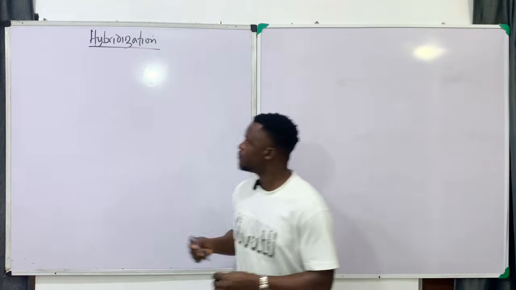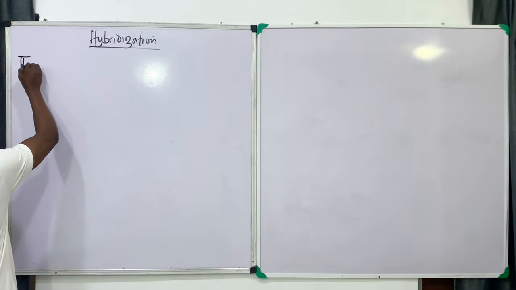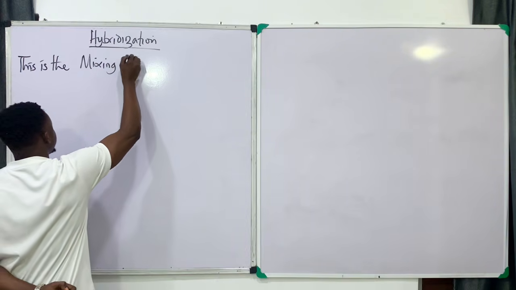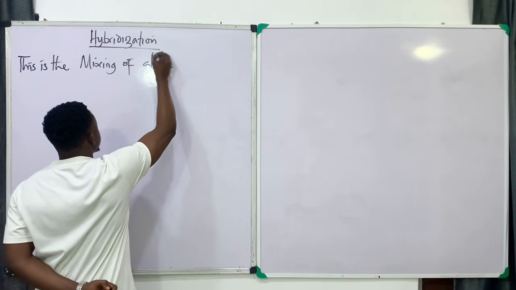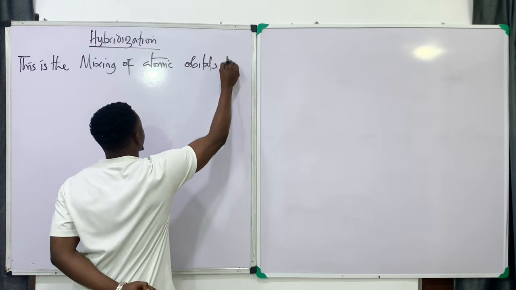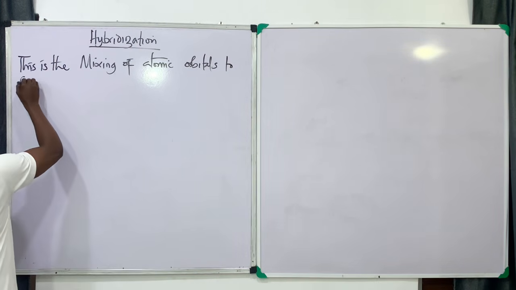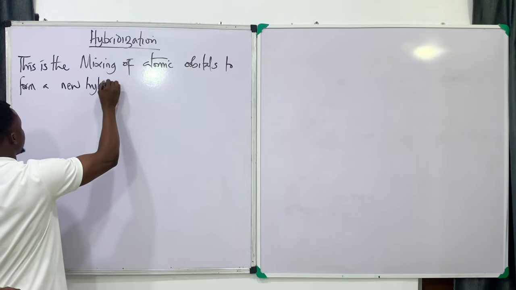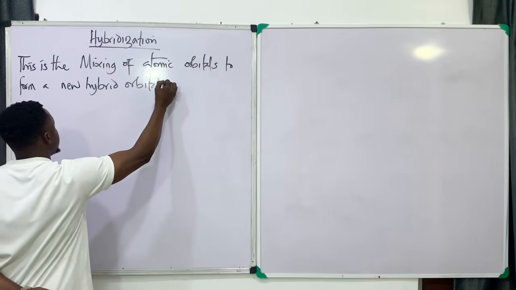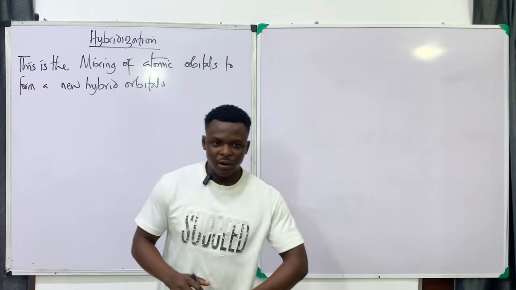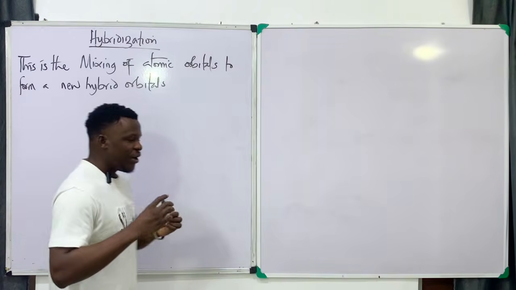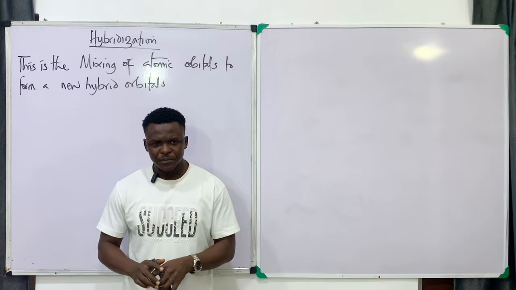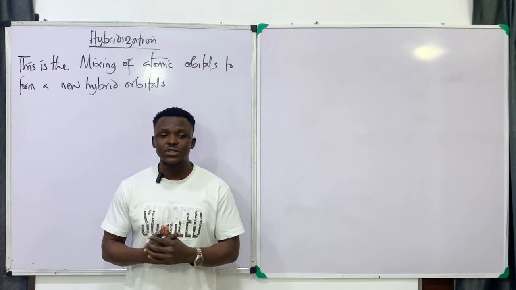All right? So I'll say this is the mixing of atomic orbitals to form new hybrid orbitals. All right? So, like I said, in organic compounds, we are referring to hybridization of carbon. So when we say hybridization of carbon, we're also referring to hybridization as can be found in organic compounds.